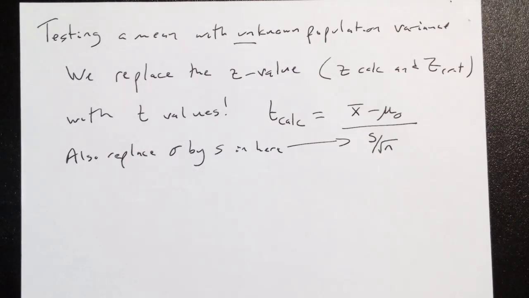So now I have a T calculated instead of a Z calculated. I have a T critical instead of a Z critical, which means I'm going to need the degrees of freedom. I'm going to need to know whether I'm doing one tail or two tail, just like we did on Friday. And I'll use my decision rule the same way, but instead of using this distribution with table C, I'll use table D with my student t-test.